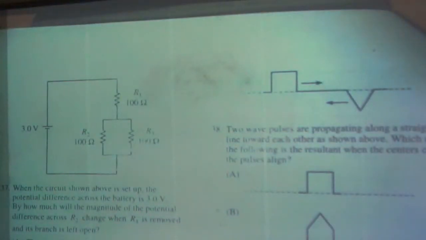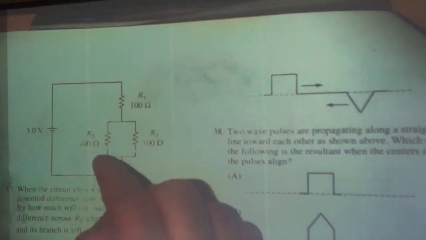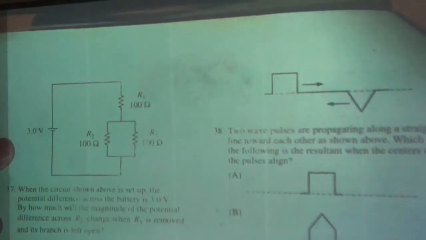37. When the circuit shown is set up, the potential difference across the battery is 3. By how much will the magnitude of the potential difference across R2 change when R3 is removed and its branch is left open? So let's actually calculate. Let's find what the potential difference is right now, and then we'll find what it is after.